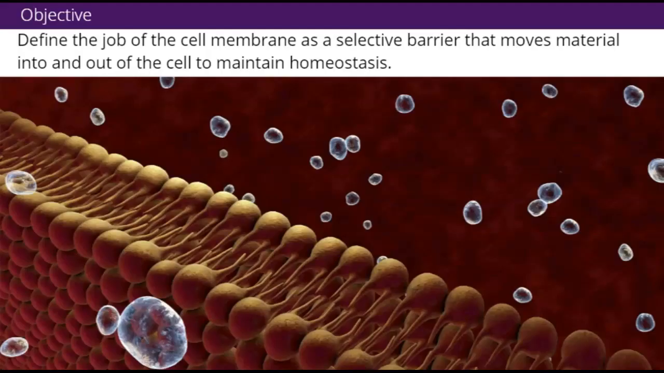By the end of this tutorial, you should be able to define the function or job of the cell membrane. This membrane is a selective barrier that moves material into and out of the cell to maintain stability, or homeostasis, of the cell.